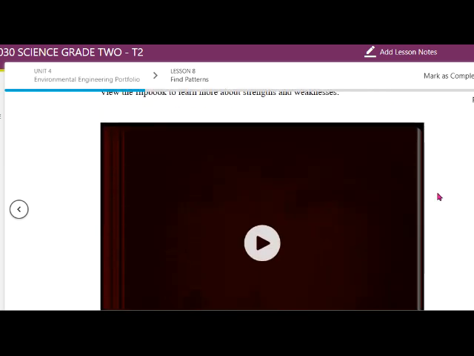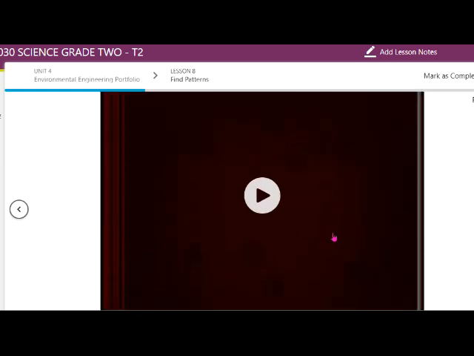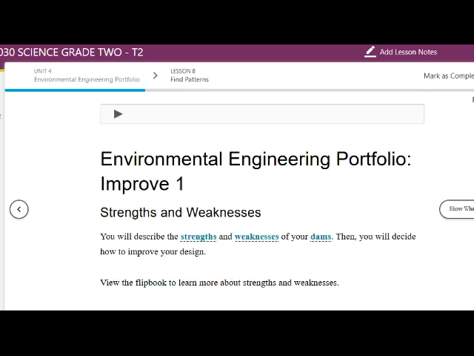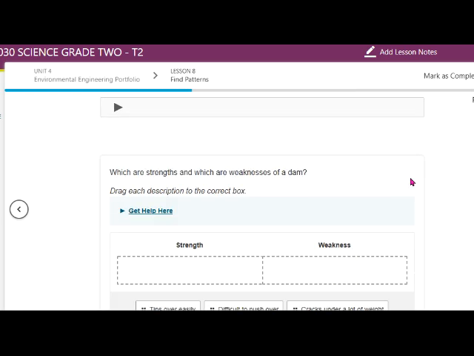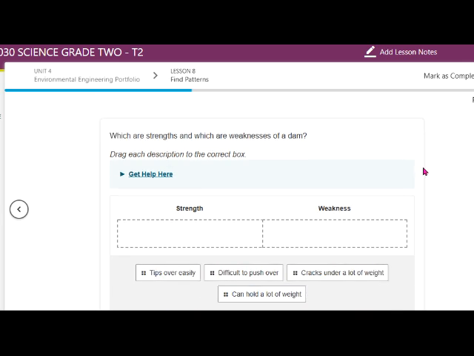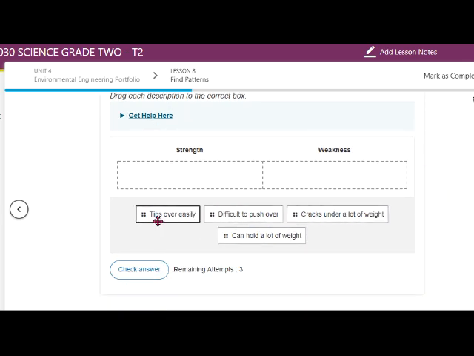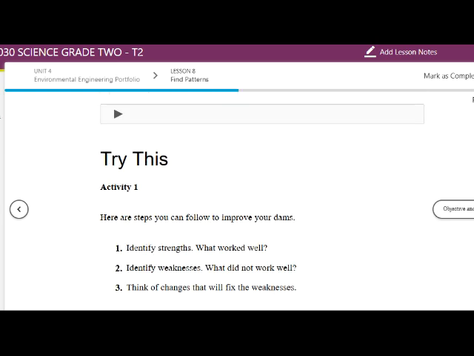View this flip book to learn more about strengths and weaknesses. So go ahead and watch that with your learning coach. And then do this activity. What are strengths and which are weaknesses of a dam? So if it's a strength, something that's good, you're going to move it over here. A weakness, something that didn't work well, you're going to move it over here, and then check your answers.